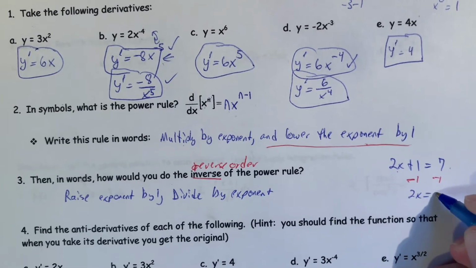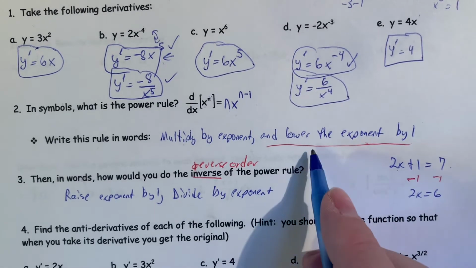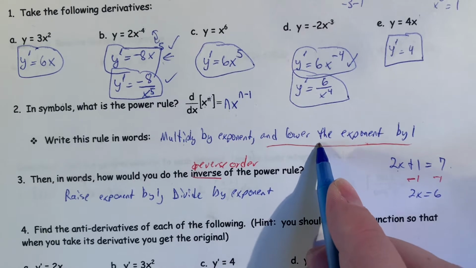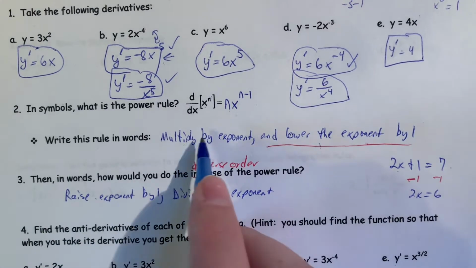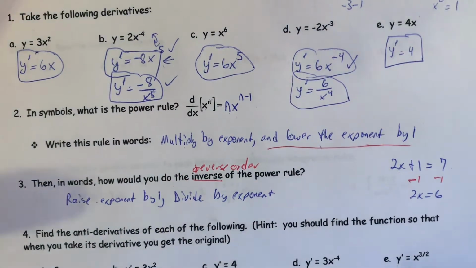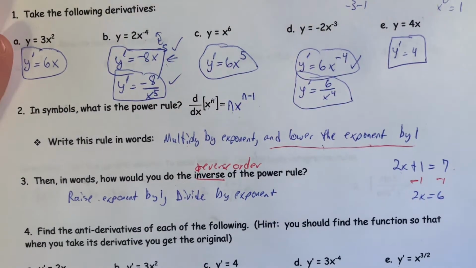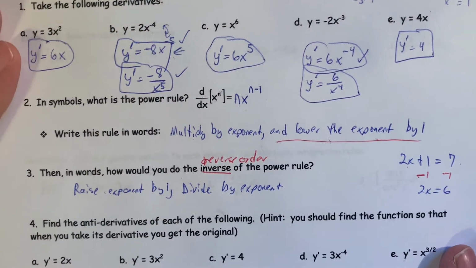And so similarly here, you need to undo lowering the exponent by 1 by raising it by 1, and then go back and divide by the exponent. So hopefully you feel good about that. Let's see how it works.